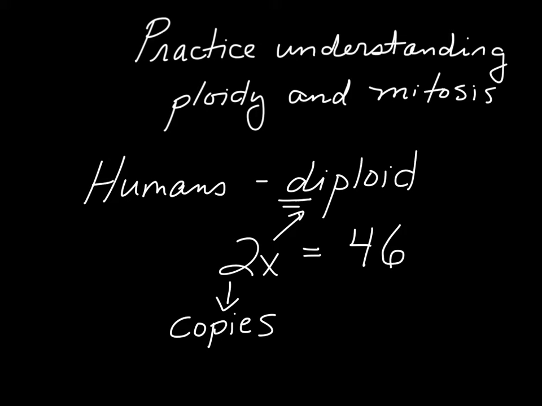So humans are diploid. We have 2 copies of every chromosome. That means we have 2 chromosome number 1s, 2 chromosome 2s, 2 chromosome 3s, etc. And you have chromosomes 1 through 22, and then we have a set, so 2 copies, of sex chromosomes.